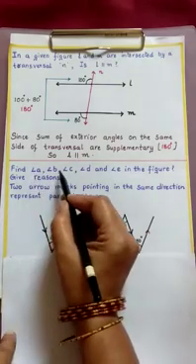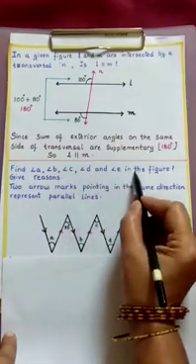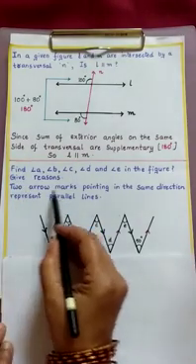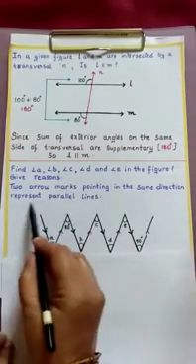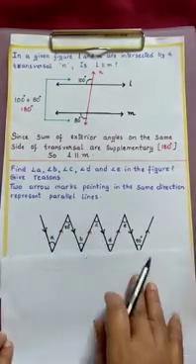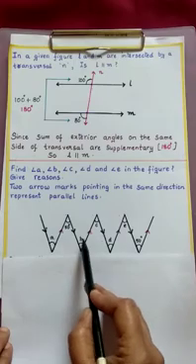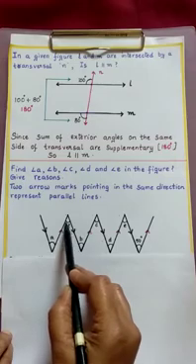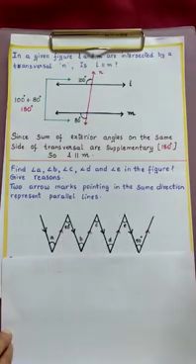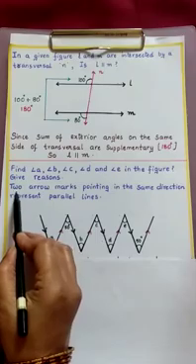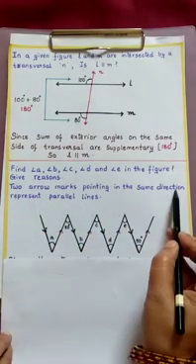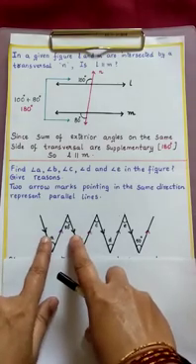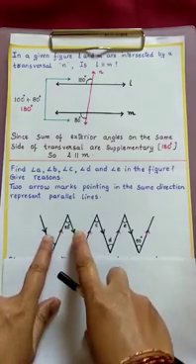Find angle A, angle B, angle C, angle D and angle E in the figure. Give reasons. Two arrow marks pointing in the same direction represent parallel lines. See the figure here. You have to find angle A, angle B, angle C, angle D, angle E. They gave here the angle between these two lines as 50 degrees, and here also they gave 50 degrees. And the condition here is that two arrow marks pointing in the same direction represent parallel lines. It means that these two are in the same direction, so these two are parallel.